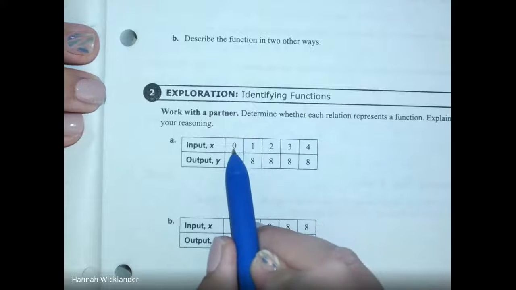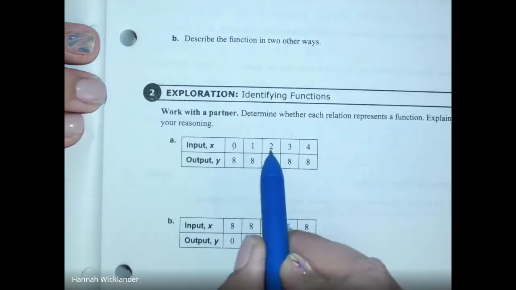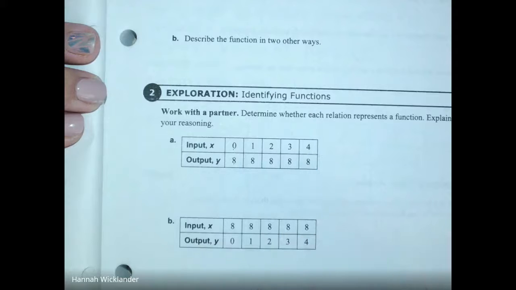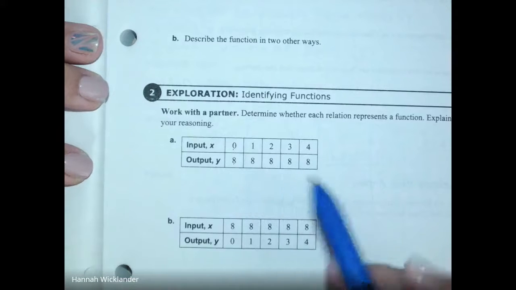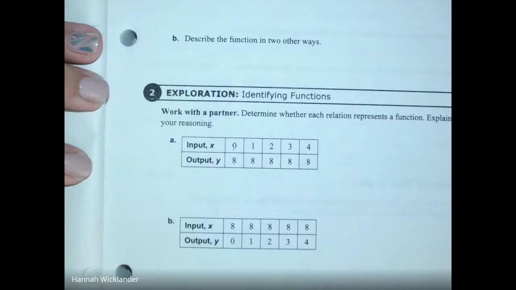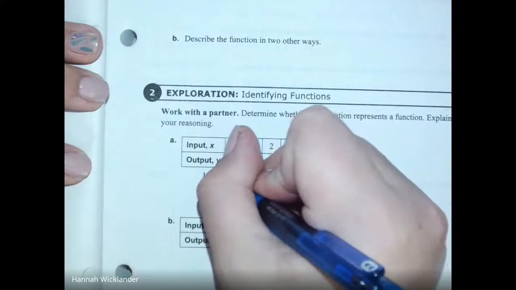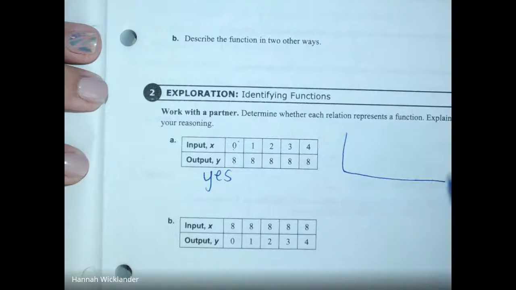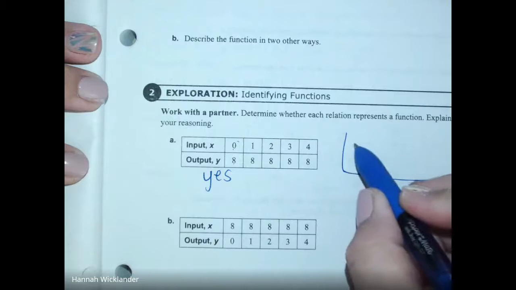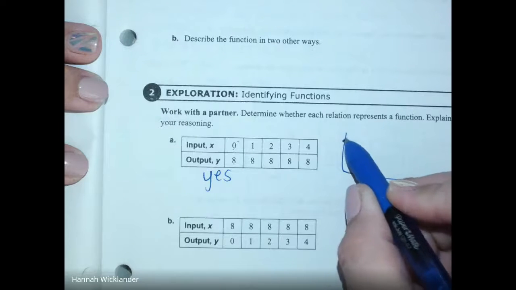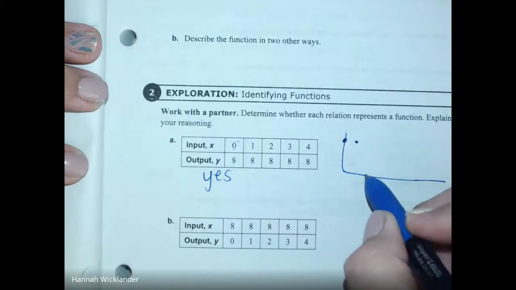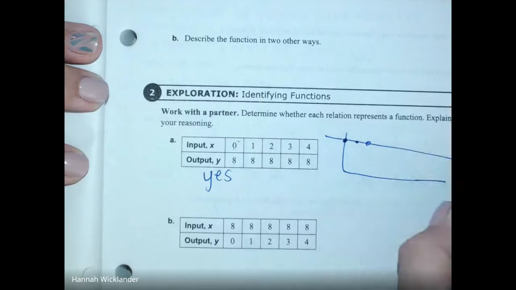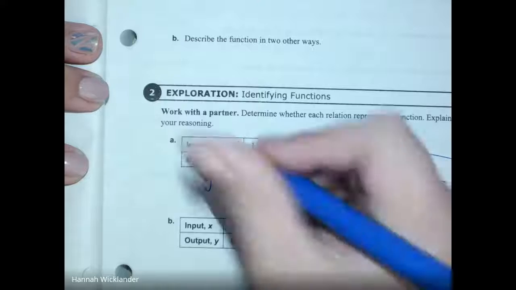So right here I have 0, 8, 1, 8, 2, 8, 3, 8, and 4, 8. So basically I'm just saying if yes, it's a function, or no, it is not a function. And so for this first one, it is a function, yes, because there is only one. So if I were to graph it, so when x is at 0, y is at 8. When x is at 1, y is at 8. When x is at 2, y is at 8. So it's a straight line across like this. So yes, it is a function.